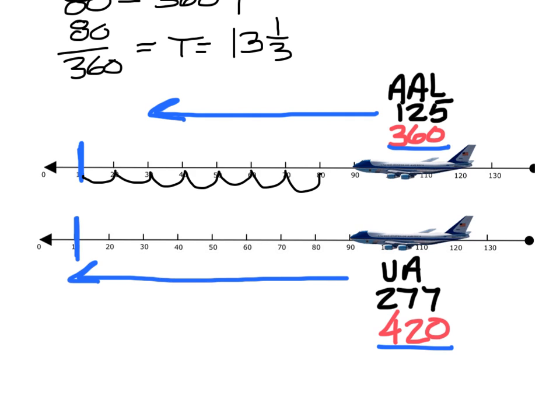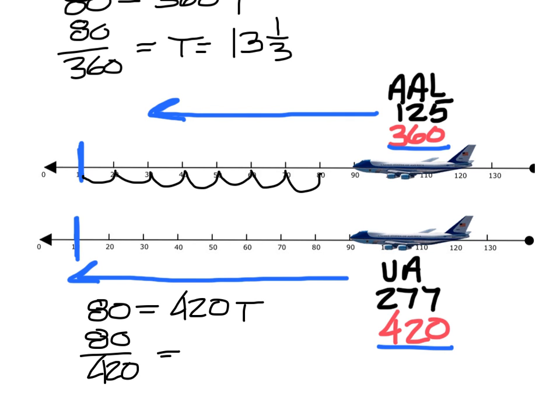And down here on the bottom, this one is also traveling 80 miles at 420 miles per hour. So we would do 80 over 420. And then multiply by 60. 11.43. So as we predicted, the bottom one's going to get there sooner, 11.43 minutes.